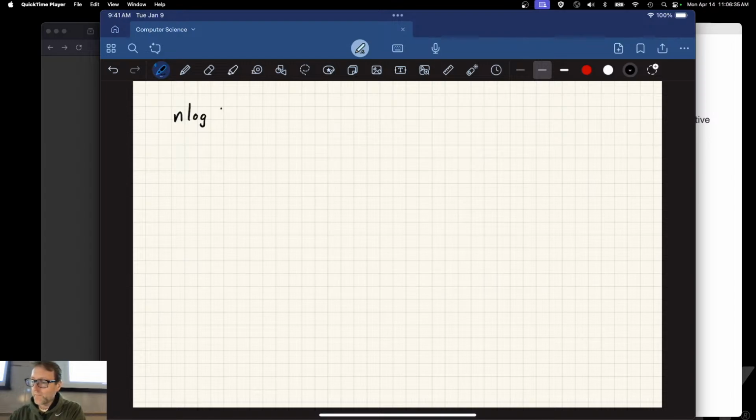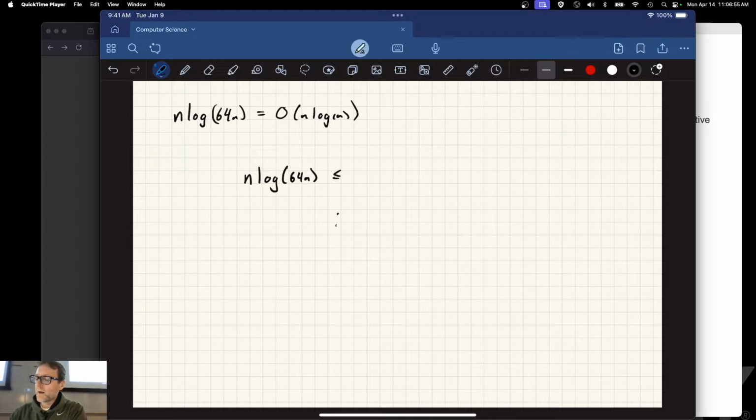Let's go with 64n is big O of n log n. So in other words, this is my f right here, and this is my g. Okay? All right, so let's set up our inequality. n log of 64n. And I need to show that this is less than or equal to some c n log n.